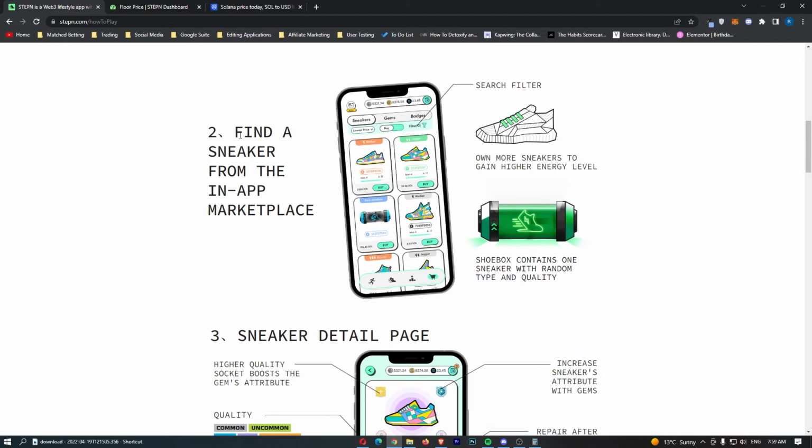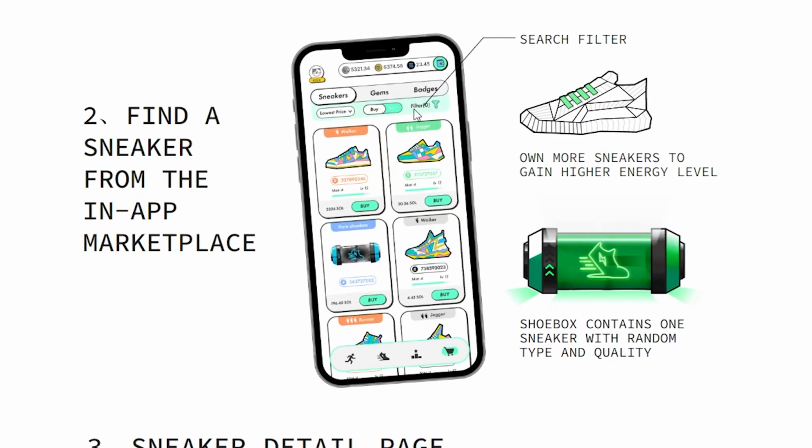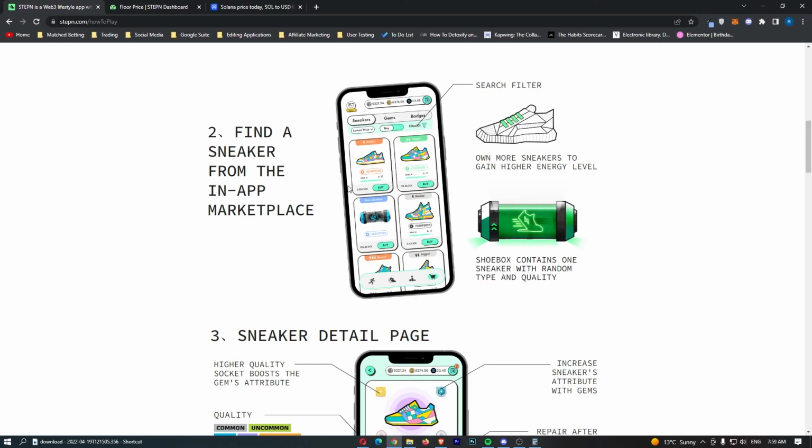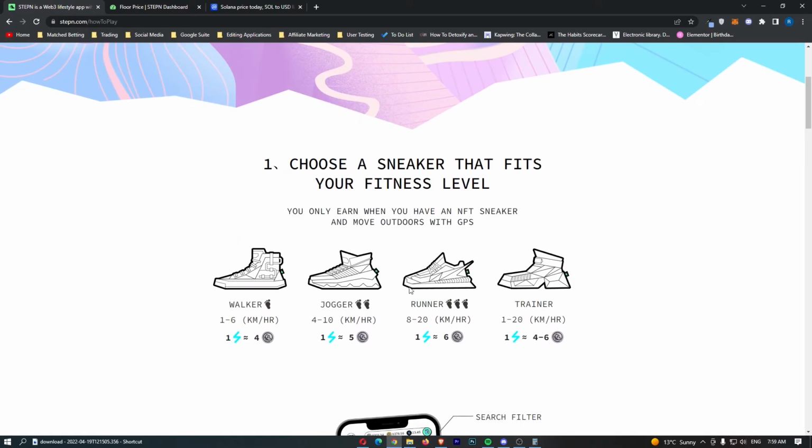Now, number two is find a sneaker in the in-app marketplace. And you can see, guys, we can sort by the lowest price, we can sort by sneaker type and everything like that. And you can buy all of these different kinds of sneakers. Now, something else to point out, guys, is that these sneakers also, of course, fluctuate in price. You could buy a jogger sneaker right here, and maybe it will go up in value, it will go down in value.